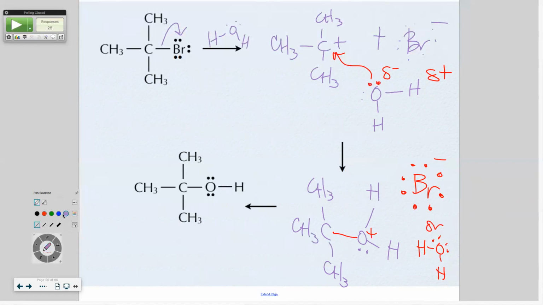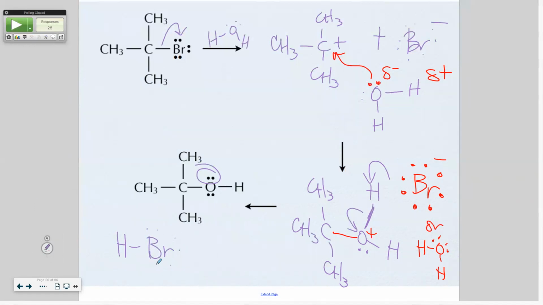Okay, so we're going to grab this proton, and these electrons in the OH bond are going to go to the O. That gives us our lone pair up there back. And then we also got HBr. What will happen if HBr reacts with water? You get hydronium ion and bromide ion, right? So that's why it doesn't matter if you use the water to do it, because you would get H3O+.